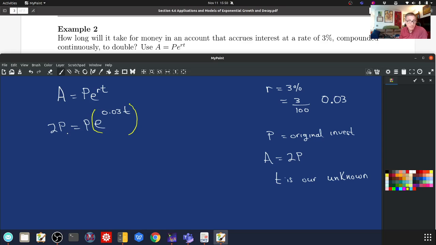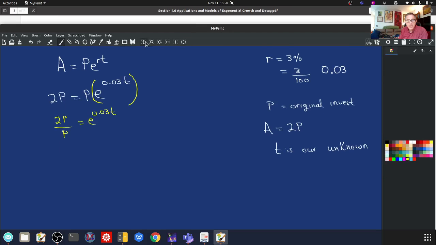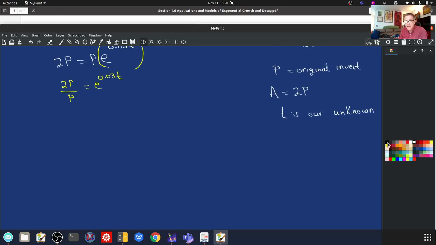So it's okay if I divide both sides by P. So that's going to give me 2P divided by P is equal to e raised to the 0.03 times t. Now before I do anything else, I'm going to go ahead and simplify the left-hand side, and the principal is non-zero, so I can cancel out P. So I get 2 is equal to e raised to the 0.03 times t. And what's our procedure for solving for t? We take the natural log of both sides.